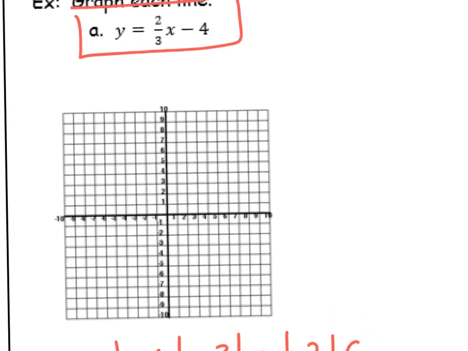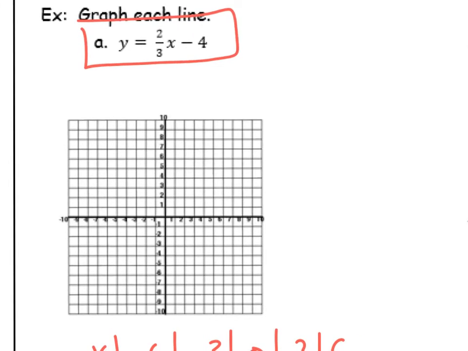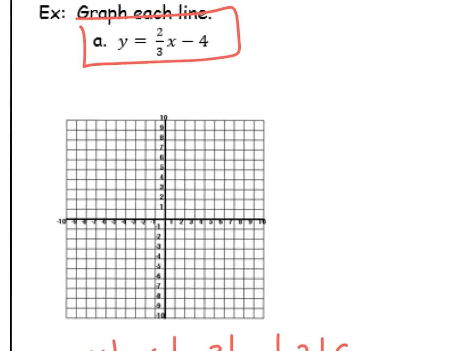Kind of show you another approach you could take. You can always start with the y-intercept. That's right here at -4. The graph has to go through there. And then I can use the slope, okay?